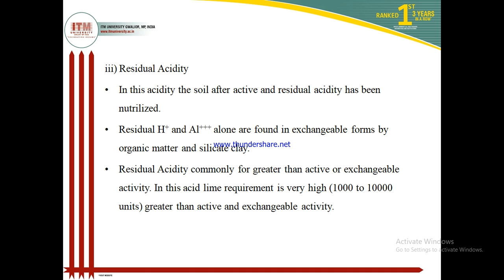Third is residual acidity. In this acidity, the soil remains after active and exchangeable acidity have been neutralized. Now, residual hydrogen and aluminum are found in non-exchangeable form, bound by organic matter and in silicate clay. Residual acidity is commonly far greater than the active and exchangeable acidity, and the lime requirement is very high, about 1000 to 10,000 times greater than the active and exchangeable acidity.